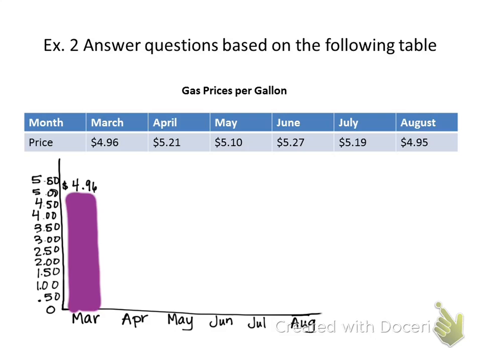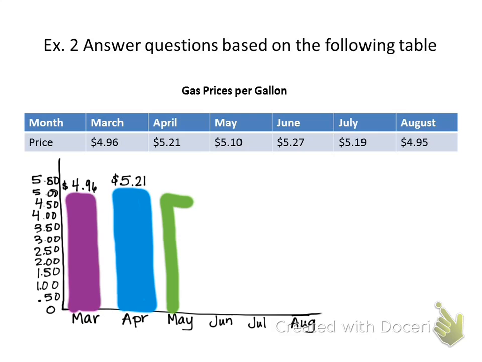Okay, let's do the same thing for April. April, we have $5.21. So I go up in between the $5 and $5.50 mark. Now, obviously, it does not have to be in the exact perfect location. I'm not going to look at that and say, oh, I think that's $5.20, so that's wrong. No, okay? As long as it's close enough, I'm happy. May is $5.10. So we're going to be a little bit lower than $5.21. Still over the $5 mark, though.